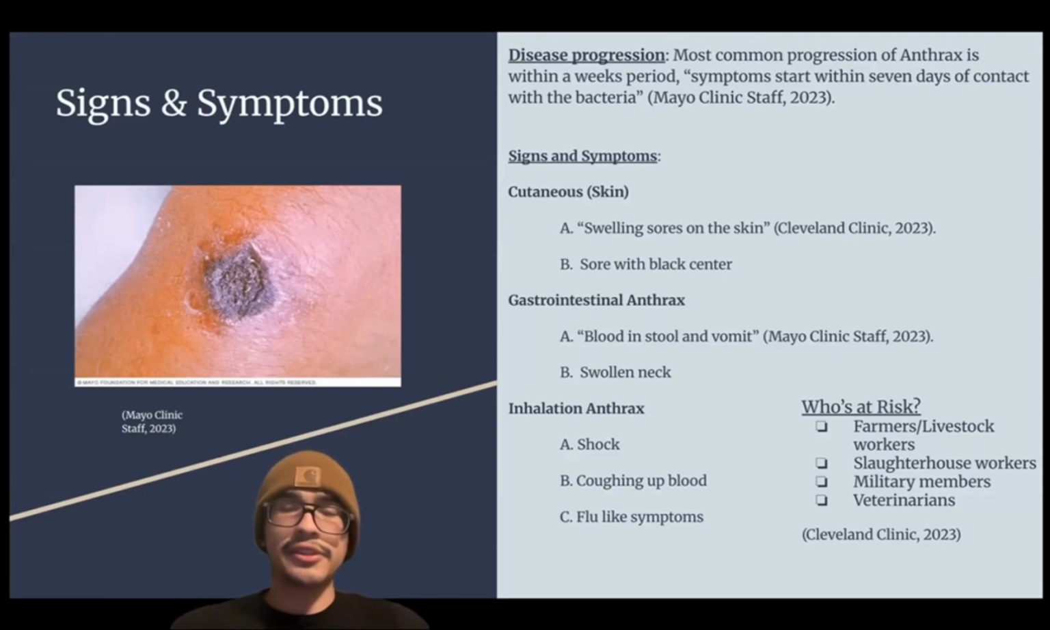Finally, there's inhalation anthrax, which is the most dangerous form. It can lead to severe symptoms like shock, coughing of blood, and flu-like signs. Because the early symptoms resemble a common flu, it can be difficult to diagnose quickly, making this form especially deadly if not treated immediately. In summary, anthrax can present in different ways depending on how a person is exposed. Knowing the symptoms and understanding who's at risk are crucial steps in early detection and treatment for anthrax.